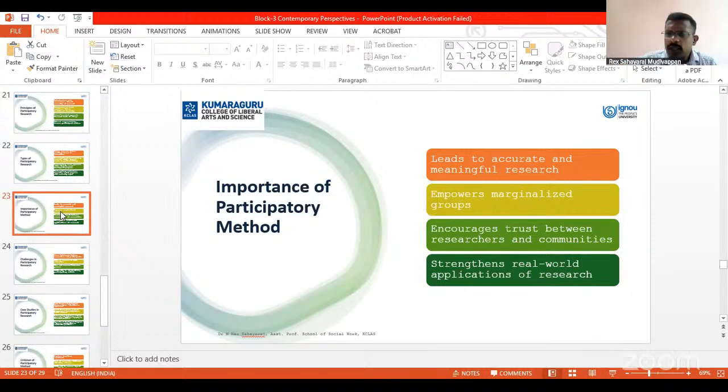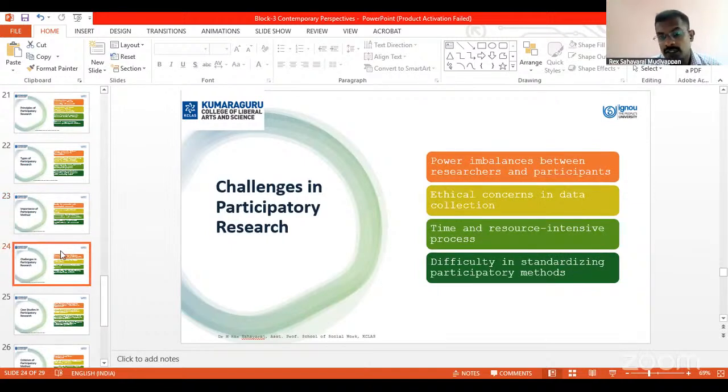Where you go to the participants and you make them participate in the research and collect data, right? So when you use the types of research, whether PRA or any other methods, you make the research respondents participate in your research.